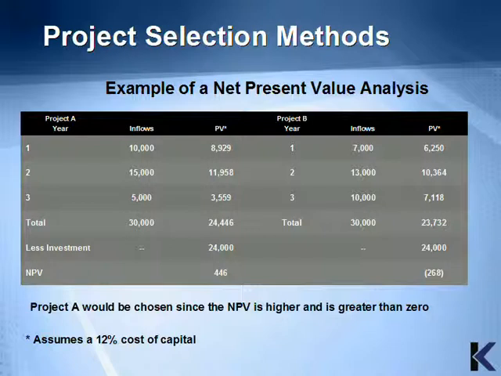You can see that Project A has a grand total of $24,446, and Project B's total is $23,732. The initial investment for doing each project is $24,000, which is subtracted from the total. Project A has a positive number, however Project B does not. Thus, Project A would be accepted and Project B would be rejected.